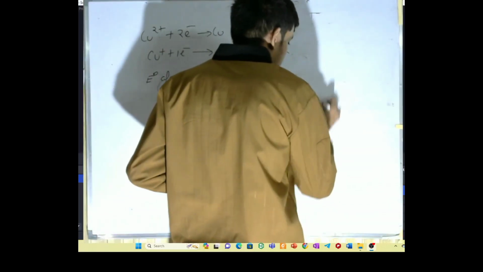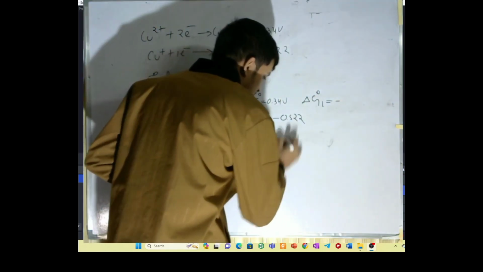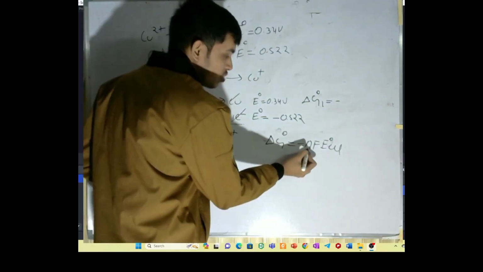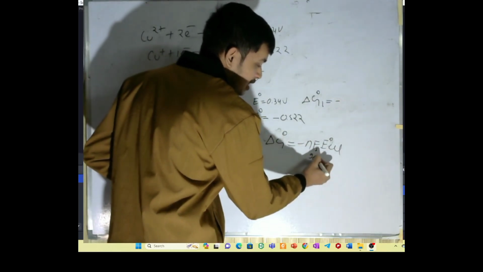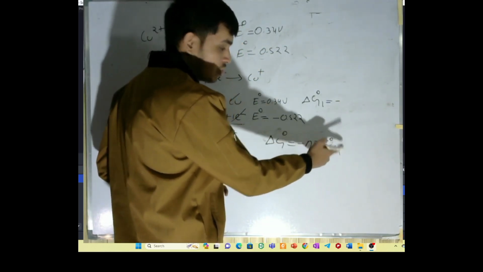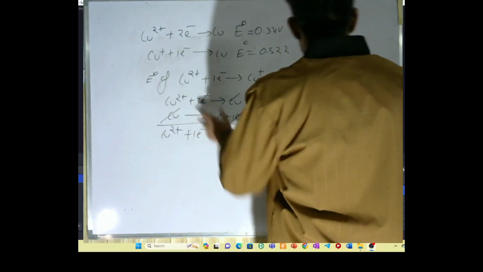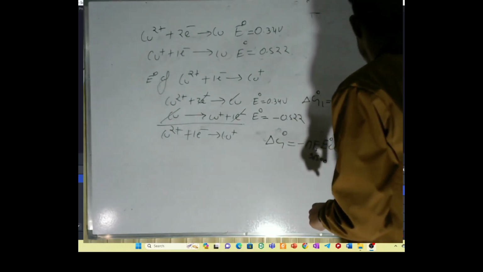So let's suppose this is the standard free energy change of the first reaction, that is minus nF E naught cell. Here n corresponds to the number of electrons for the reaction, F is the Faraday, which has a value of 96500, showing the charge on 1 mole of electrons, and E naught is the standard electrode potential. Let's calculate the standard free energy change of this reaction. Here there are 2 electrons, so 2 Faraday, and its electrode potential value is 0.34 volt.